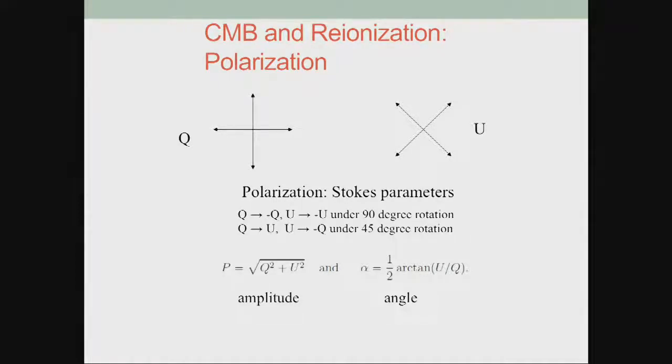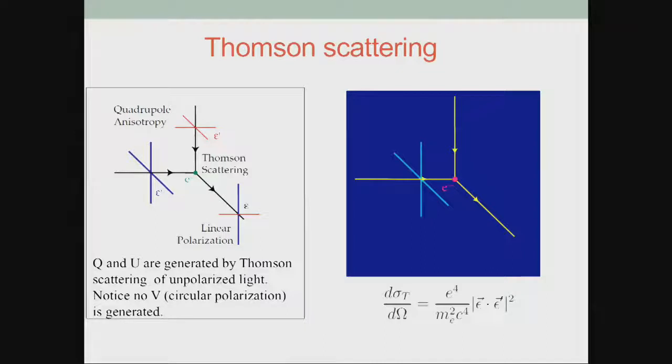At 90, so this one looks like this, this one looks like this. If you rotate by 90 degrees, you get this symmetry in both, and if you rotate by 45 degrees, you do this symmetry. And normally there is the polarization angle defined in this way, and the polarized intensity, this P, which is the amplitude, the square root of Q squared plus U squared. That's basically the amplitude in the polarization. So this is what we use normally. If you go to radio astronomy, which I'll mention later, these are the parameters they use. In the CMB, they decided to use something else.